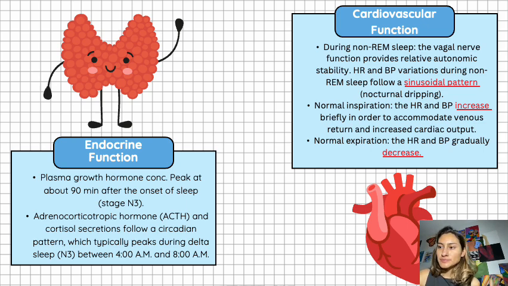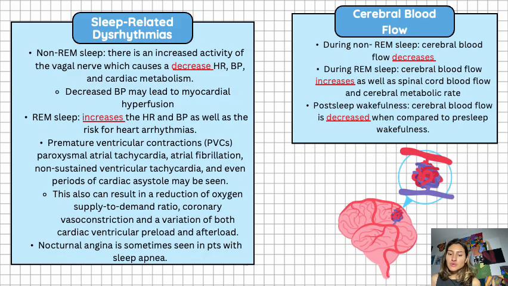Alrighty, so moving on to sleep-related arrhythmia. So during non-REM sleep, there is an increased activity of the vagal nerve, which causes a decreased heart rate, blood pressure, and cardiac metabolism. Collectively, these activities reduce the sleeper's risk for cardiac arrhythmia. However, the decreased blood flow during non-REM sleep may lead to myocardial hypoperfusion. On the other hand, the surge of autonomic activity during REM sleep increases the heart rate and blood pressure and increases the risk for heart arrhythmias.